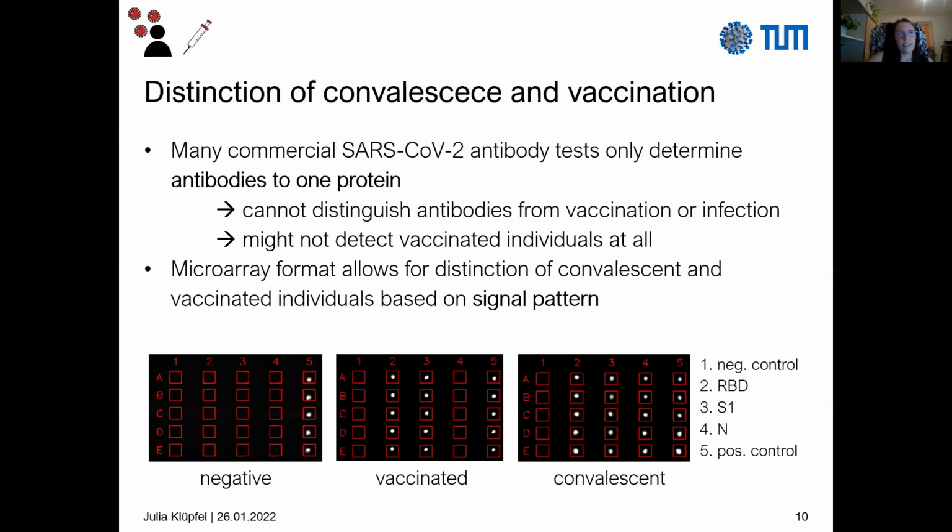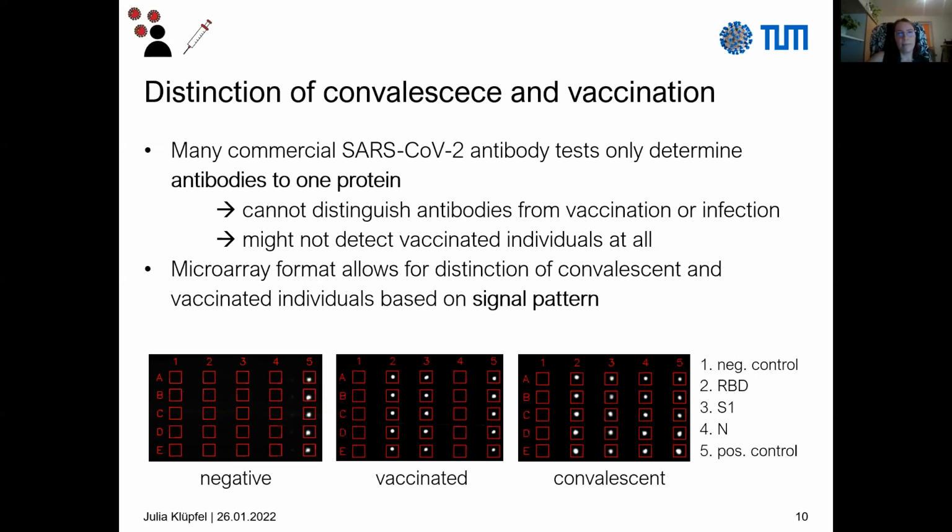The second thing we focused on was the distinction of convalescence and vaccination, because that's something many commercial SARS-CoV-2 antibody tests can't do. They only determine antibodies to one protein, and if that is the S protein, they cannot distinguish if the antibodies were formed after vaccination or in an infection, because in both cases, you will have antibodies to the S protein. And on the other hand, there are tests that only use the N protein. So these might not detect vaccinated people at all because they don't have antibodies to the N protein.